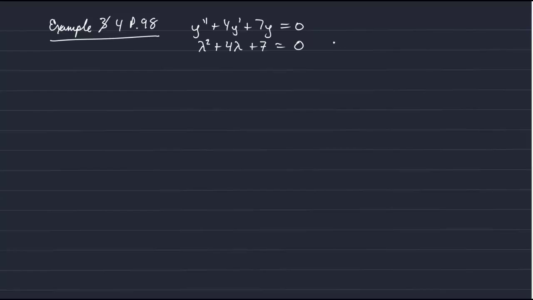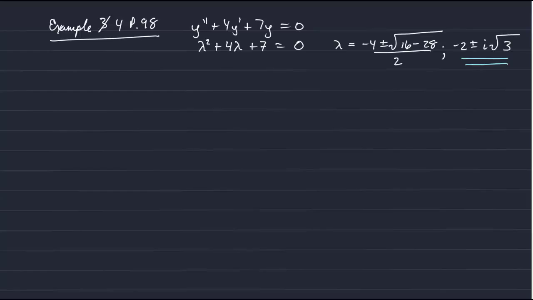And the solution is lambda is equal to minus 4 plus and minus the square root of 4 squared, 16, minus 4 times 7, that's 28, all over 2. And this solution is interesting in that it's imaginary. It's minus 2 plus and minus i times the square root of 3. Because 16 minus 28 is minus 12, and the square root of minus 12 is 2i times the square root of 3.